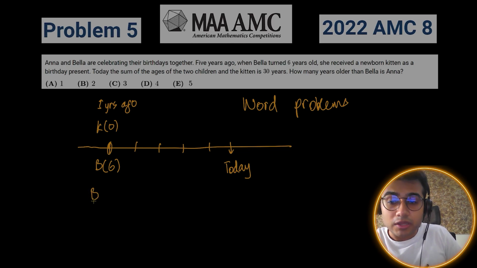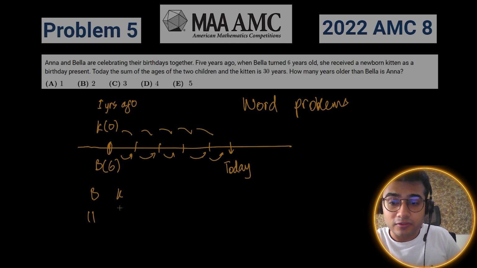So let's take a look. How old is Bella right now? So Bella was 6 5 years ago. So 7, 8, 9, 10, 11. So Bella is 11 right now. How old is the kitten? The kitten was 0 5 years ago. So 1, 2, 3, 4, 5. Kitten is 5. And Anna, let's say Anna is A years old right now. So when you add them up, you should get 30.